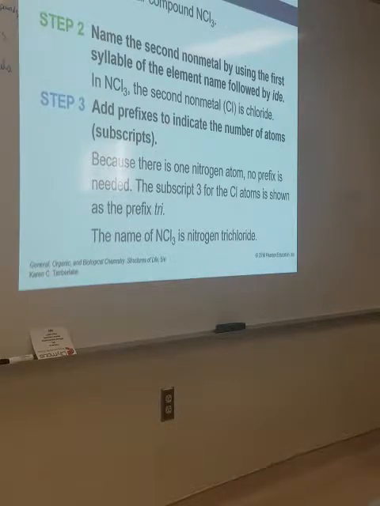These are supposed to be the easy ones. The prefix tells us the whole story. And there are always, always, always 2 nonmetals.